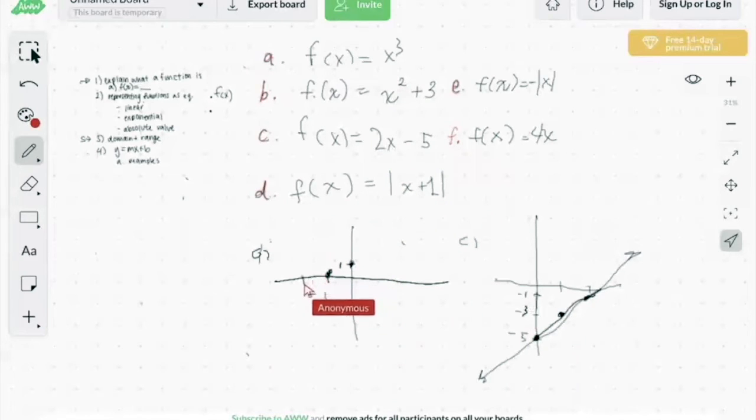At -2, it will also be 1 because -2 plus 1 is -1, and then the absolute value of -1 is 1. And then at 1, it will be 2 because 1 plus 1 is 2, and then the absolute value of that is 2. And it'll basically be like what you guys saw at the start, kind of like a V shape. However, if you notice, this V shape is translated 1 to the left, and this is because of this +1 here.